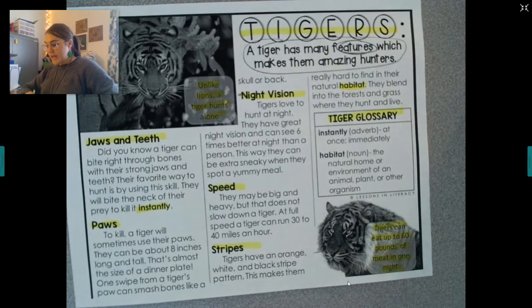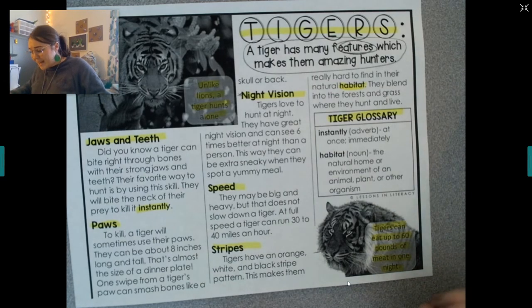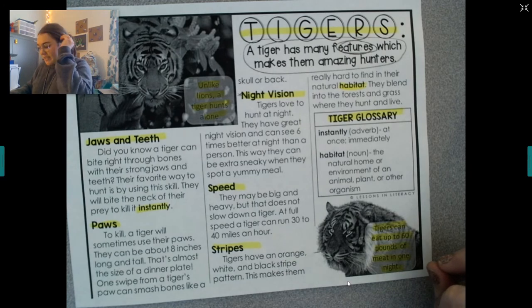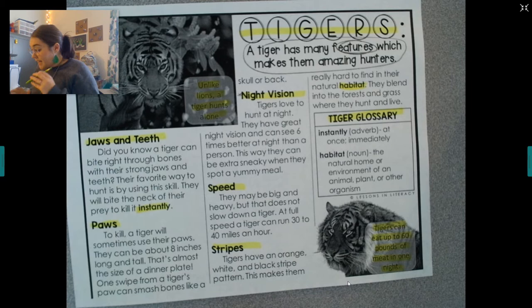Night vision. Tigers love to hunt at night. They have great night vision and can see 6 times better at night than a person. This way, they can be extra sneaky when they spot a yummy meal. They may be big and heavy, but that does not slow down a tiger. At full speed, a tiger can run 30 to 40 miles an hour.